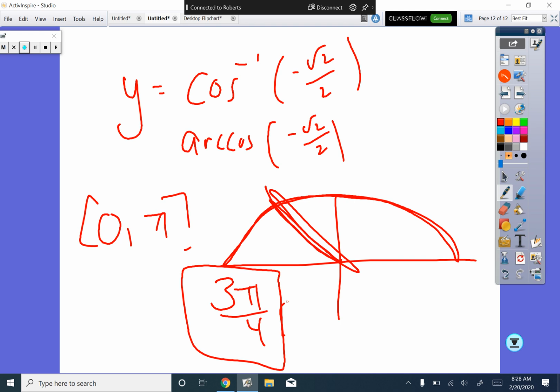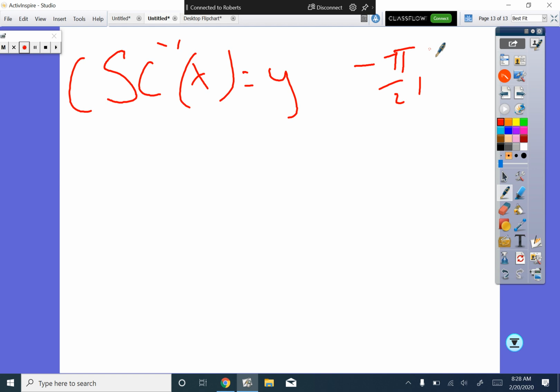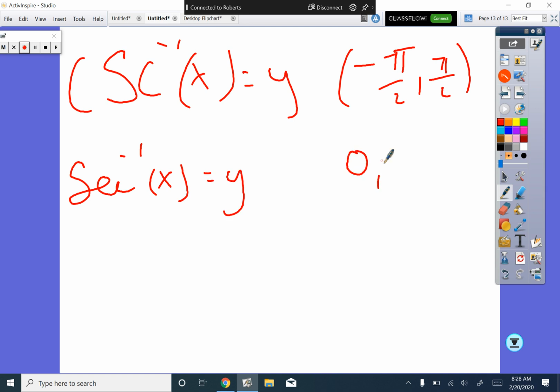How are we doing? Feeling comfortable? So just be aware, what about cosecant? What angle would it be between? Like inverse cosecant. Same as sine, still negative pi halves to pi halves, right? How about secant? Same as cosine, so 0 to pi.